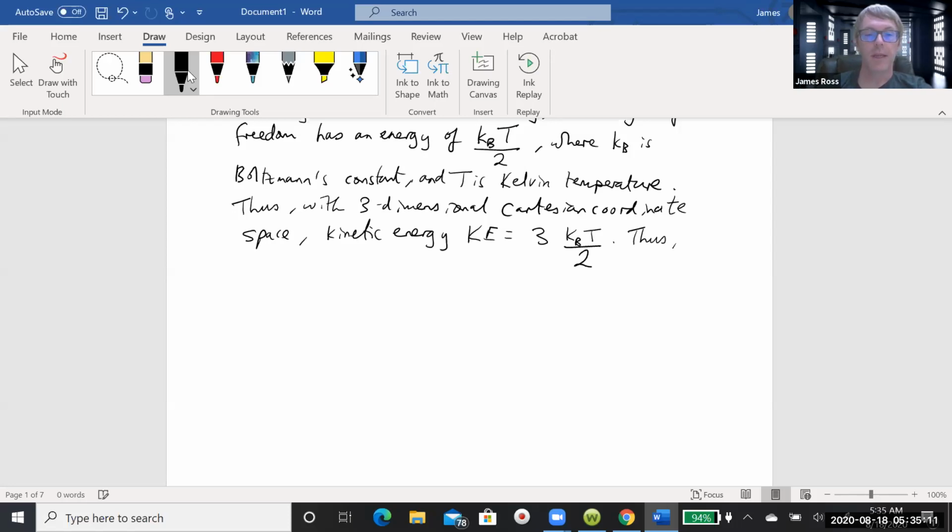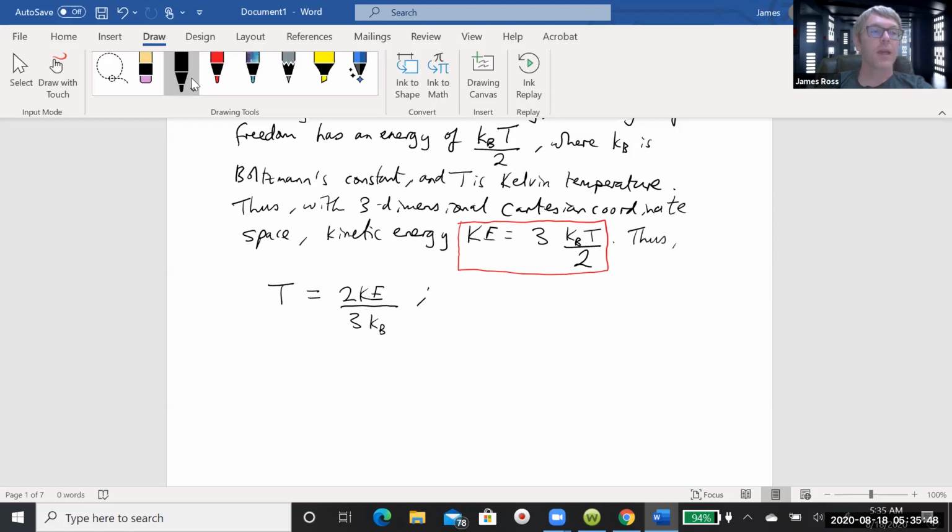Thus, we can now solve for temperature just by cross-multiplying this expression. Temperature is 2 multiples of kinetic energy over 3 Boltzmann constants. Okay, so we've just cross-multiplied this expression here. We isolated T, we took the kB downstairs, we took the 3 downstairs, we took the 2 upstairs, etc.